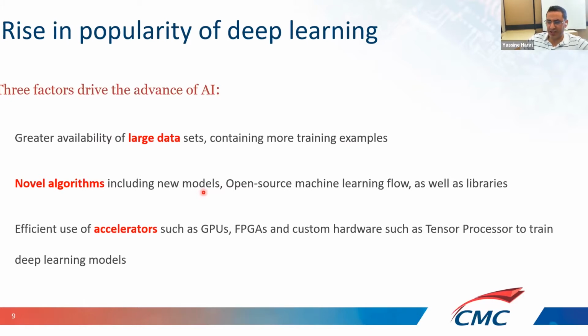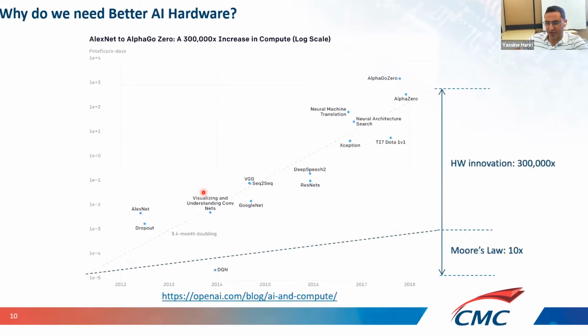So as of today, why do we need better AI hardware? Here I try to summarize some data from OpenAI, and this really summarizes the evolution of deep neural networks over the last 10 years, and this trend is continuing into the future.